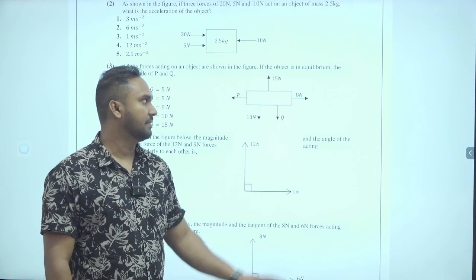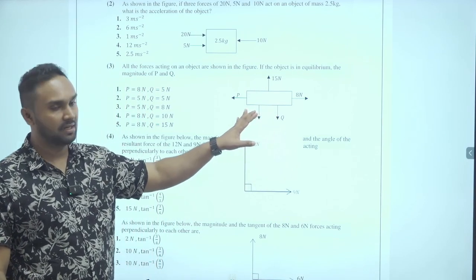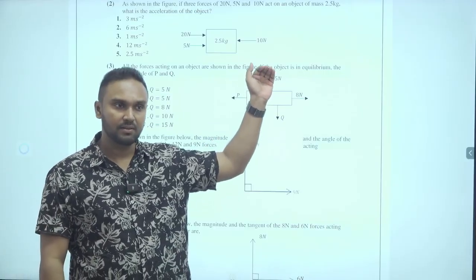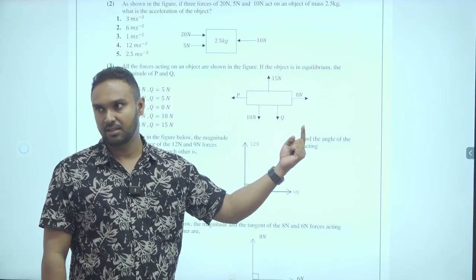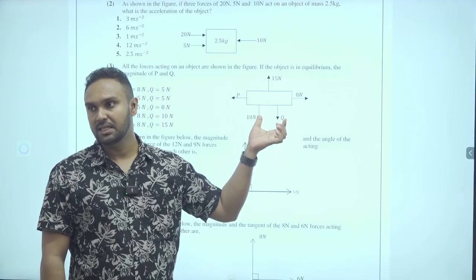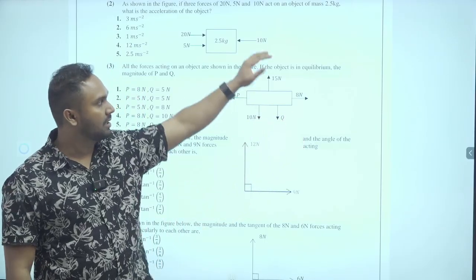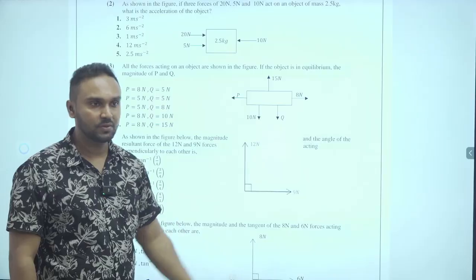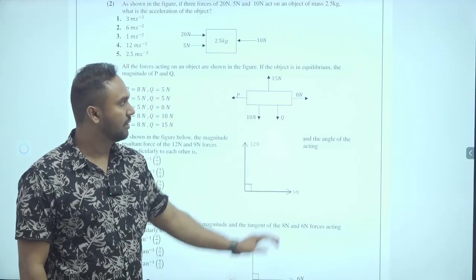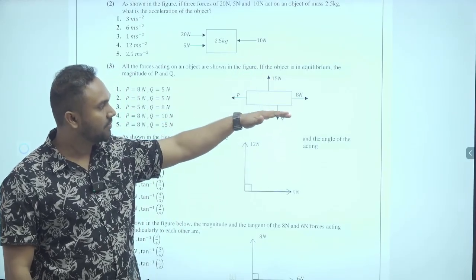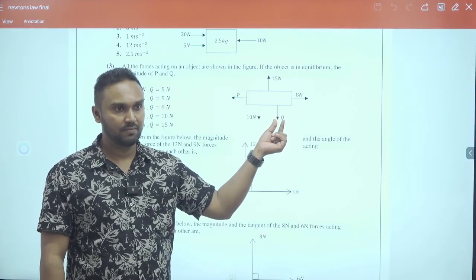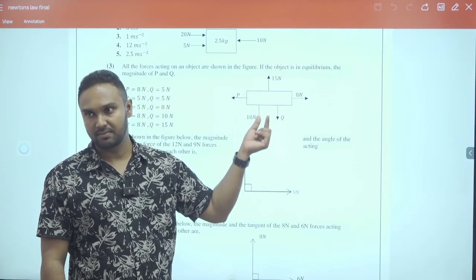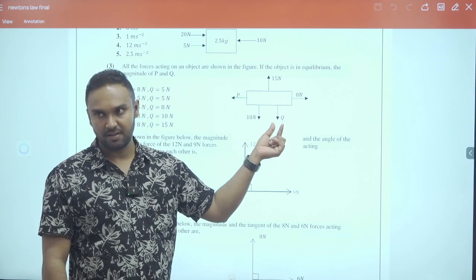So if the system is in an equilibrium, the forces in the y-axis and the x-axis should be equal, right? And the resultant should be 0, which means the upward forces and the downward forces should be equal. So upward force is 15, downward forces are 10 and Q, so the Q should be how much? 5, right? Upward and downward are equal, so Q is 5.